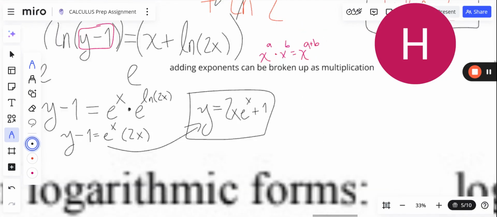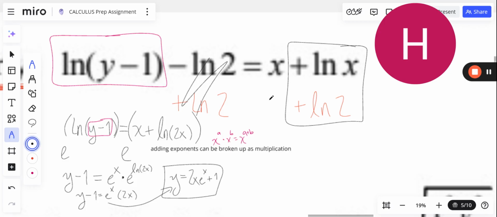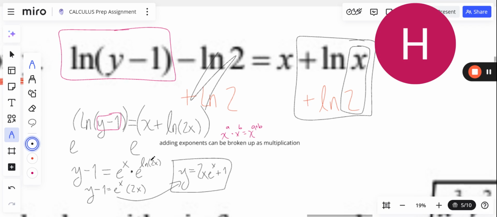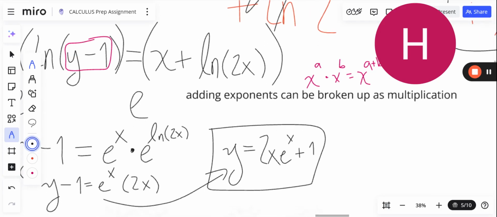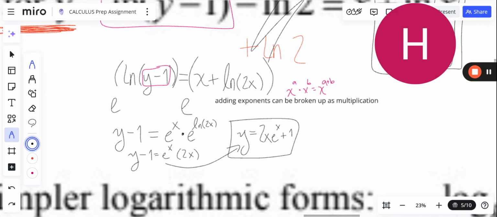There, we have it. So as you can see, there were some techniques that we had to use, such as multiplying the 2 and the x when we add the logs. But then we also had to use that same property, but in exponential form, where we had these two exponents being added together. Therefore, it means multiplication. E to the x times e to the ln 2x. Great.